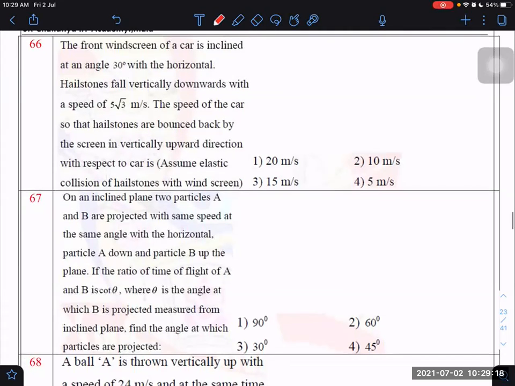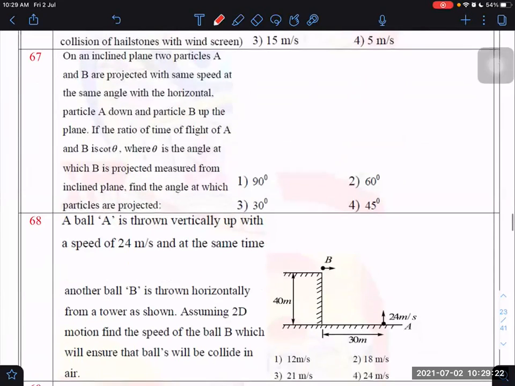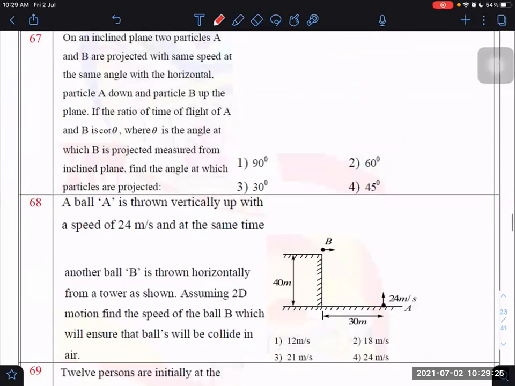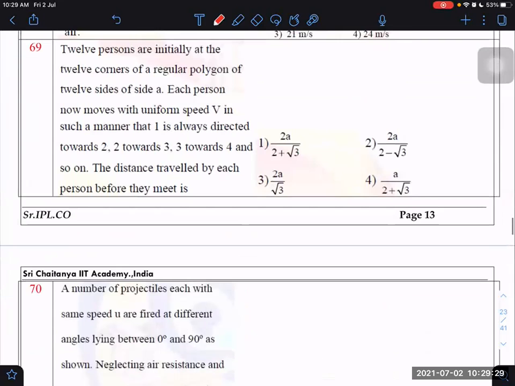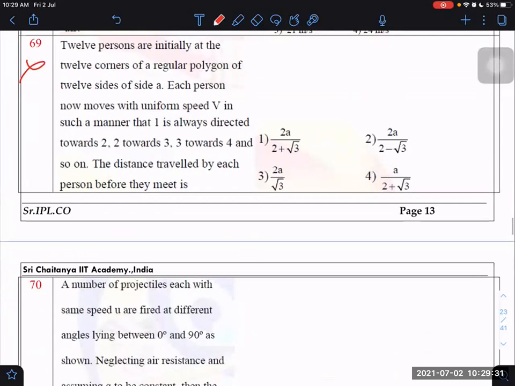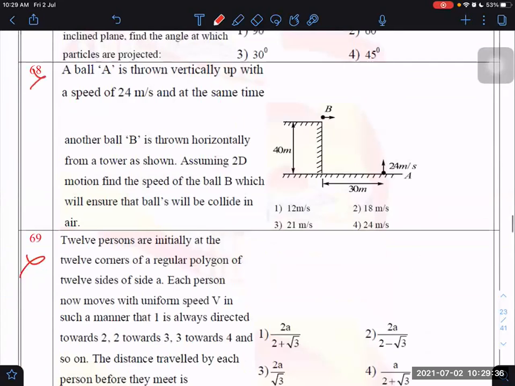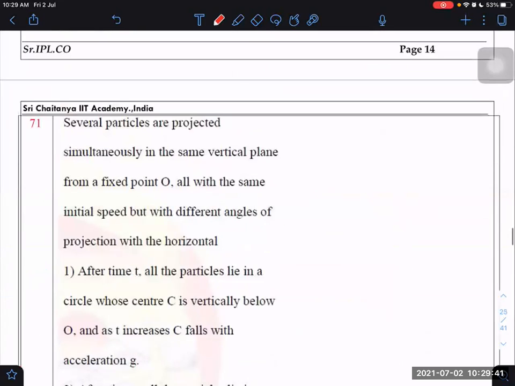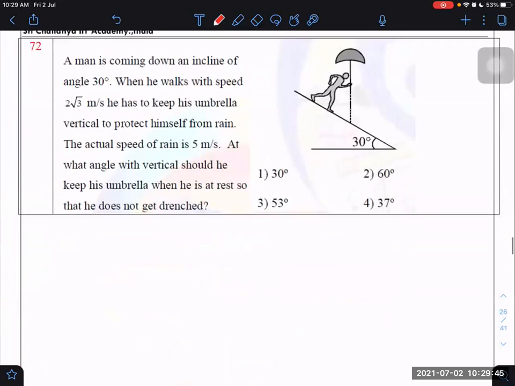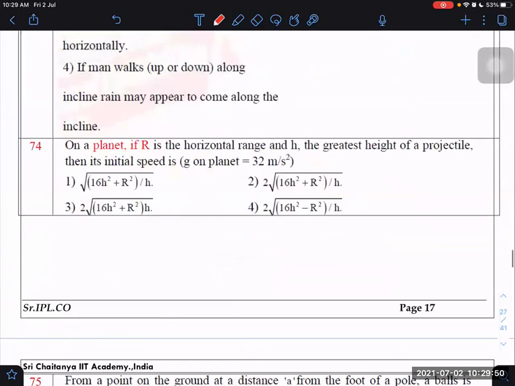66 not to be done, I think. Yes, sir, next week only. 67, 68, 69 are not to be done. Remaining questions, the ones which are required for this week, we have discussed all in this assignment. Several particles are projected: not to be done, next week only.